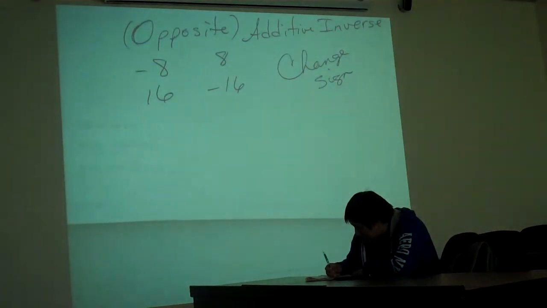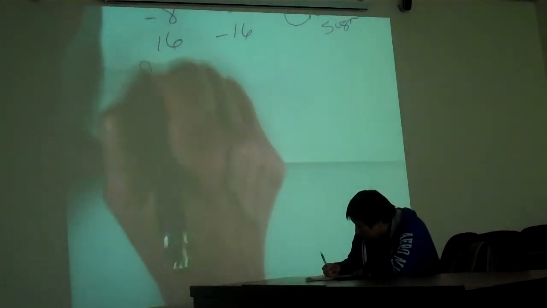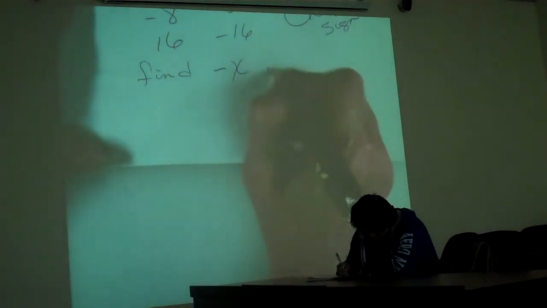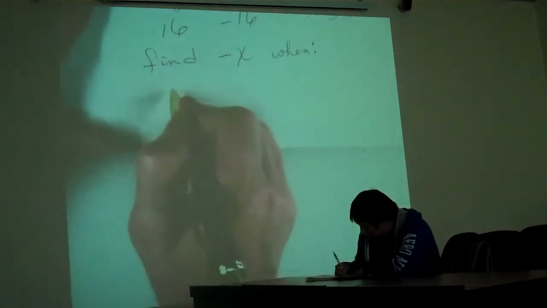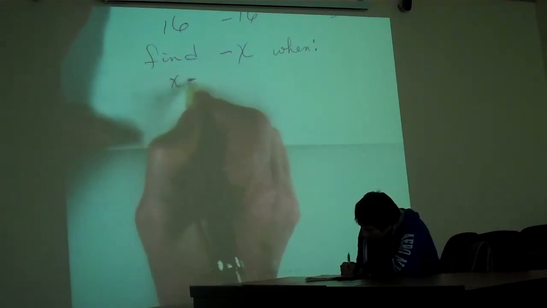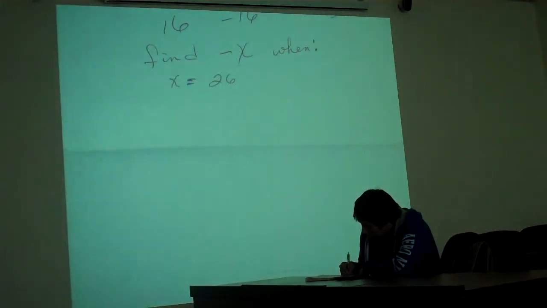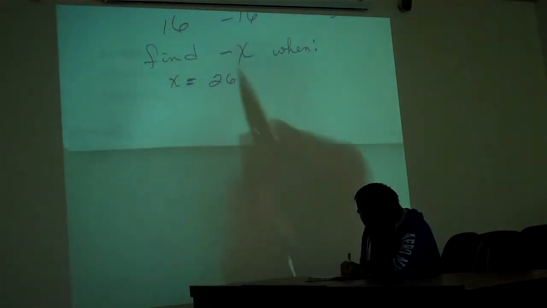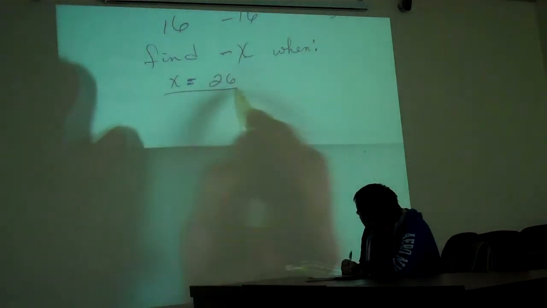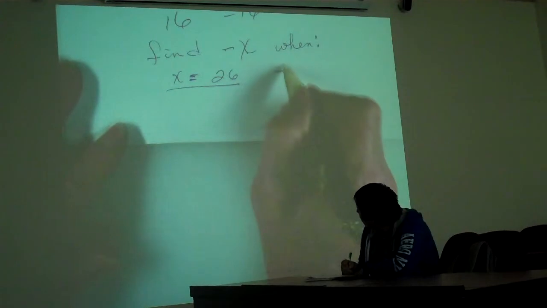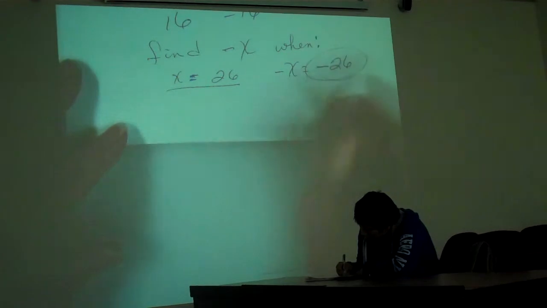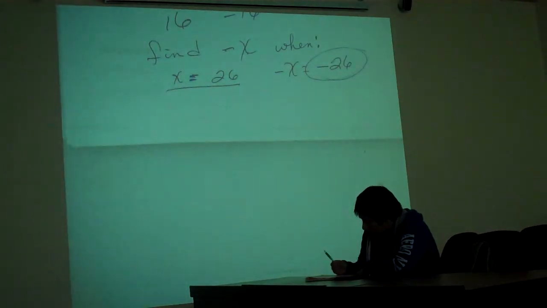Okay, it also has some problems where you find negative x. Then it'll tell you x is, say, x is 26. Negative x is just the same as the opposite of x. Okay? So if x is this, negative x will be negative 26. So for your answer, you just have to change the sign, just like you would for opposite.